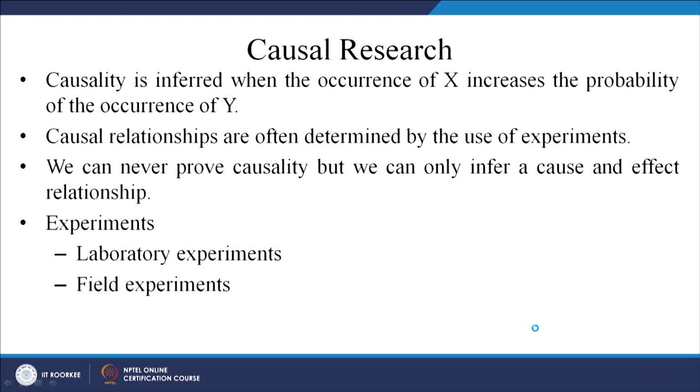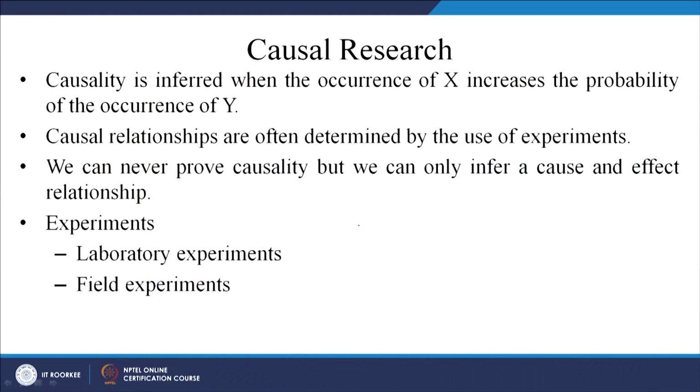Okay. The third, and the last one, descriptive, was also a part of conclusive research, and this one is causal. As you can understand, causality is inferred when the occurrence of X increases the probability of the occurrence of Y, or increases or decreases the relationship, but there is a relationship. So, there is a cause and effect relationship.